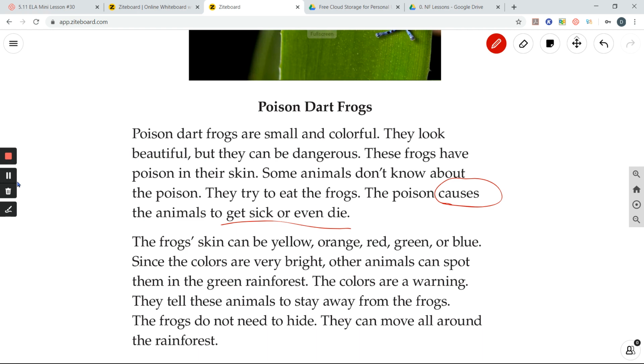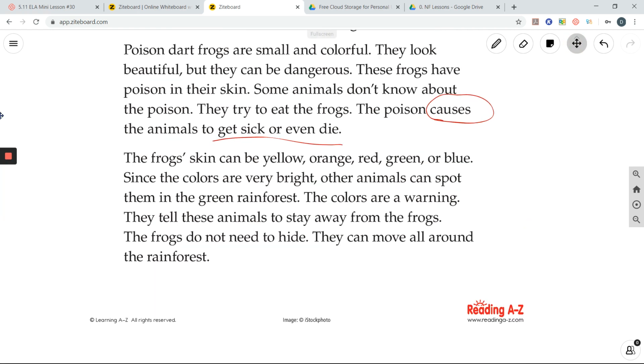Let's look at the second paragraph. See if you can find the signal word in the second paragraph. The frog's skin can be yellow, orange, red, green, or blue. Since the colors are very bright, other animals can spot them in the green rainforest. The colors are a warning. They tell these animals to stay away from the frogs. The frogs do not need to hide. They can move all around the rainforest.